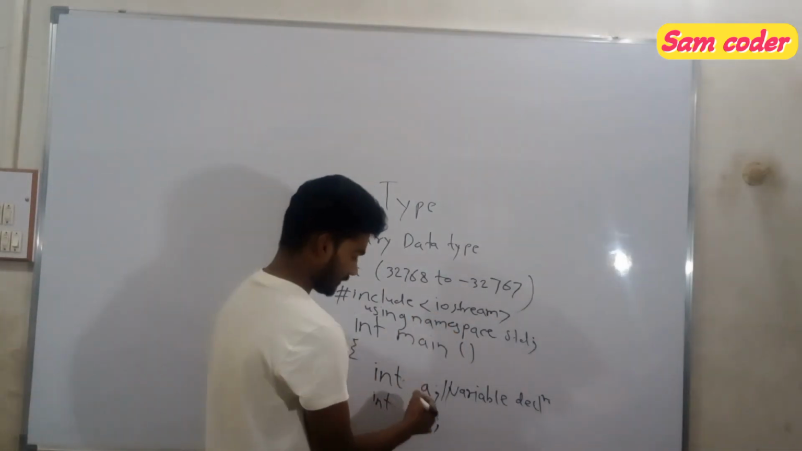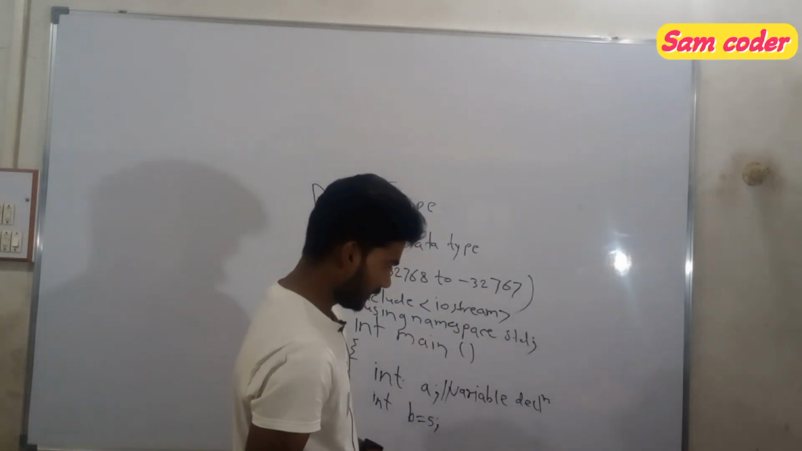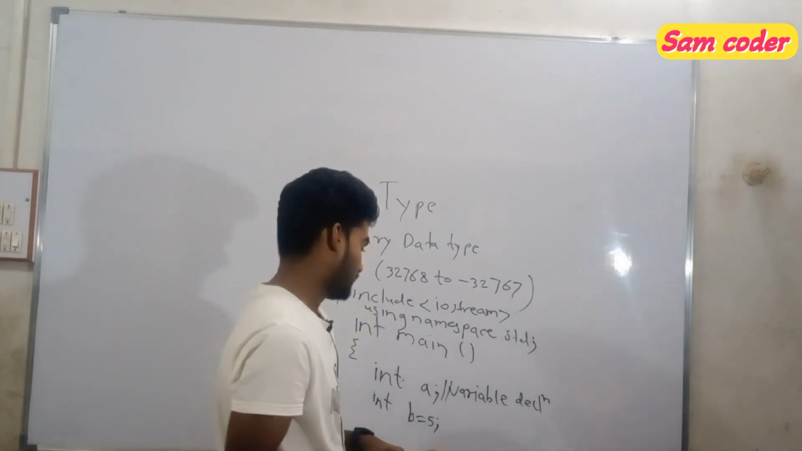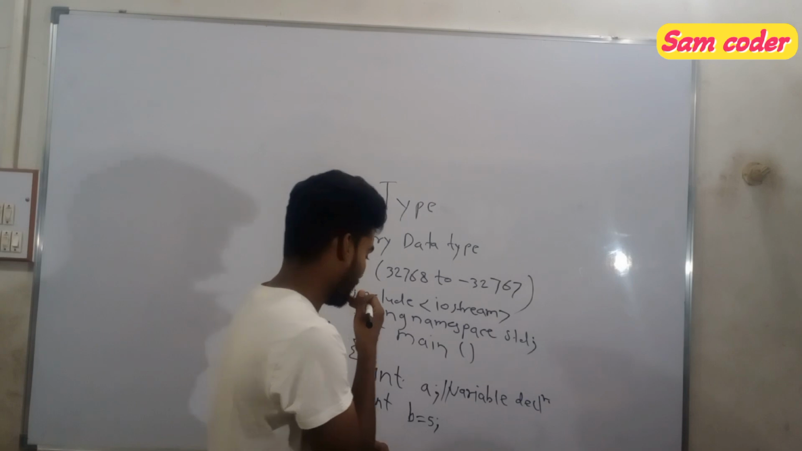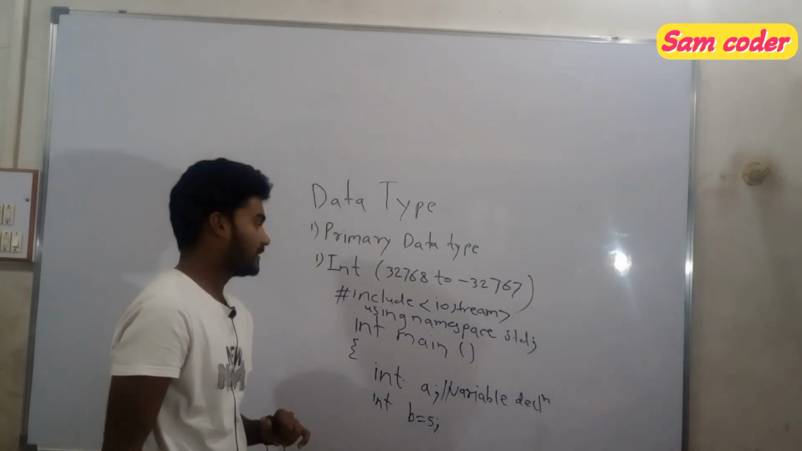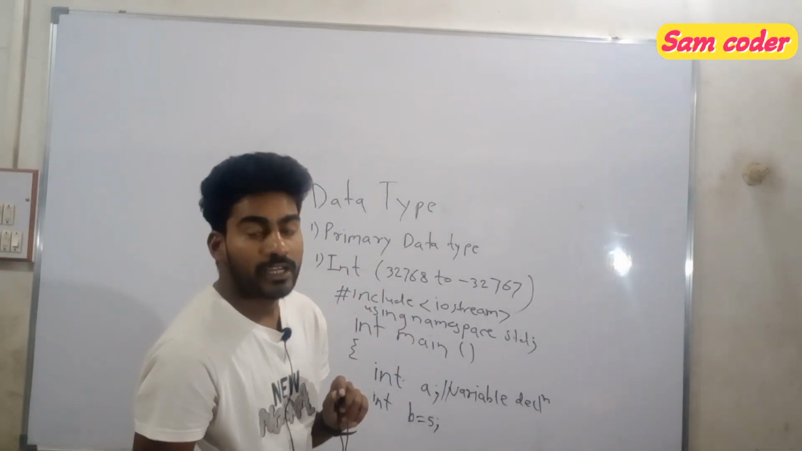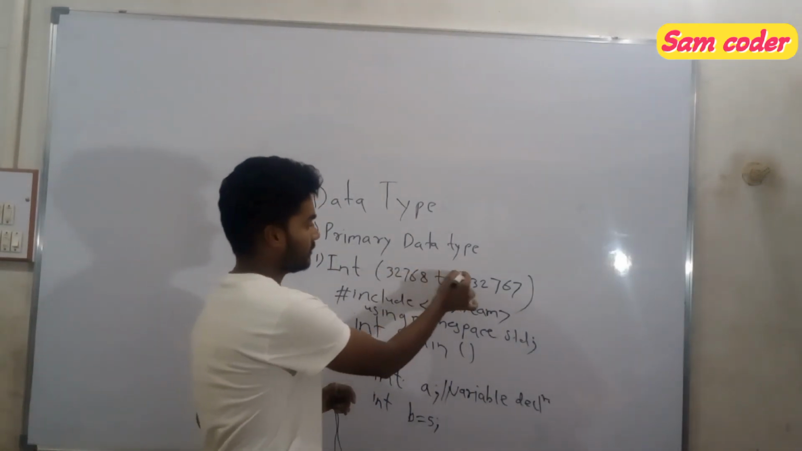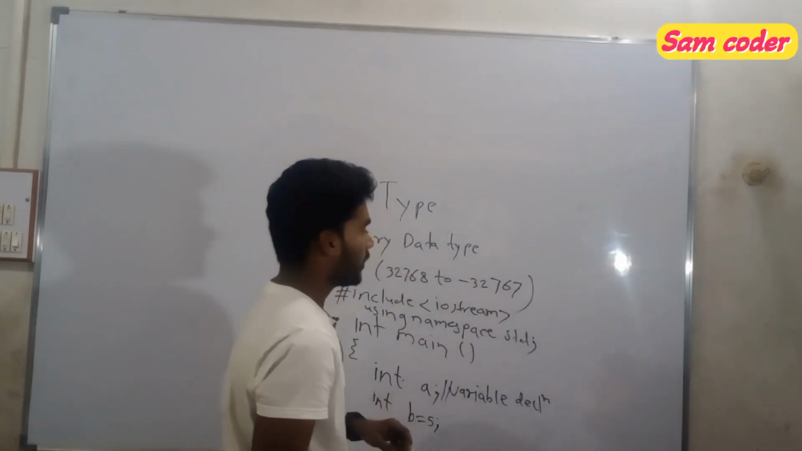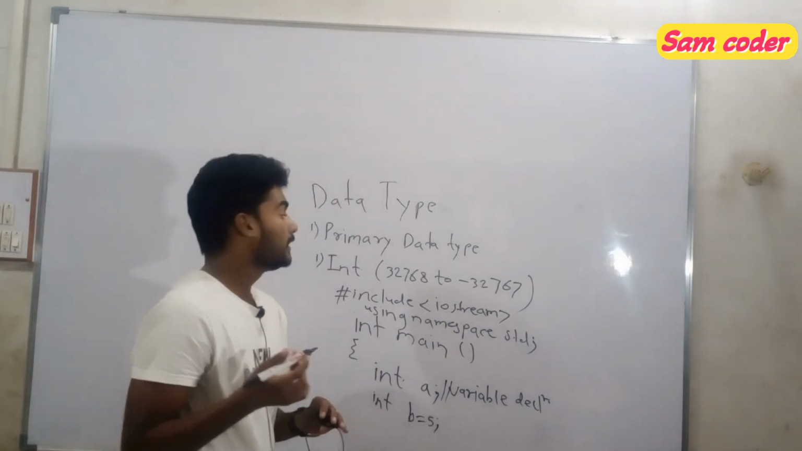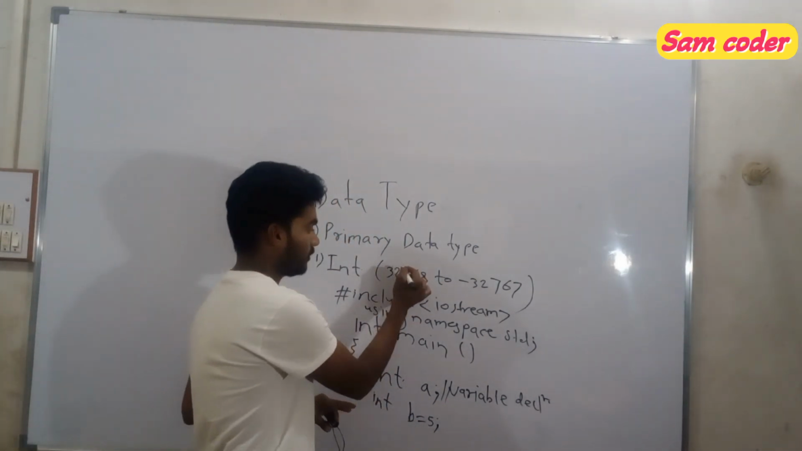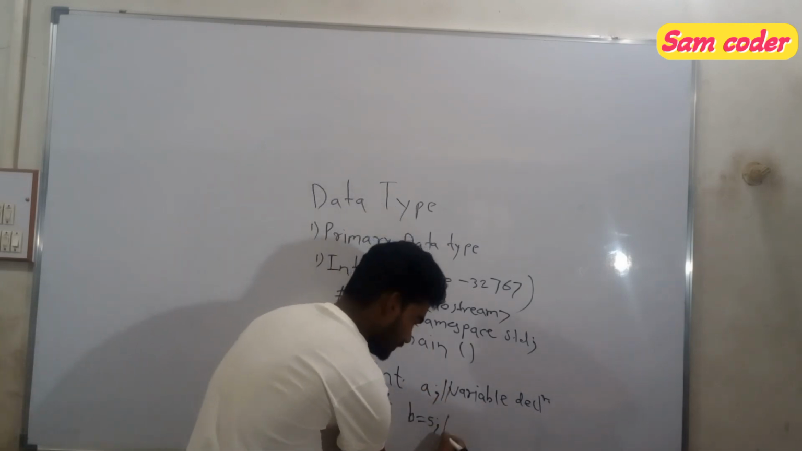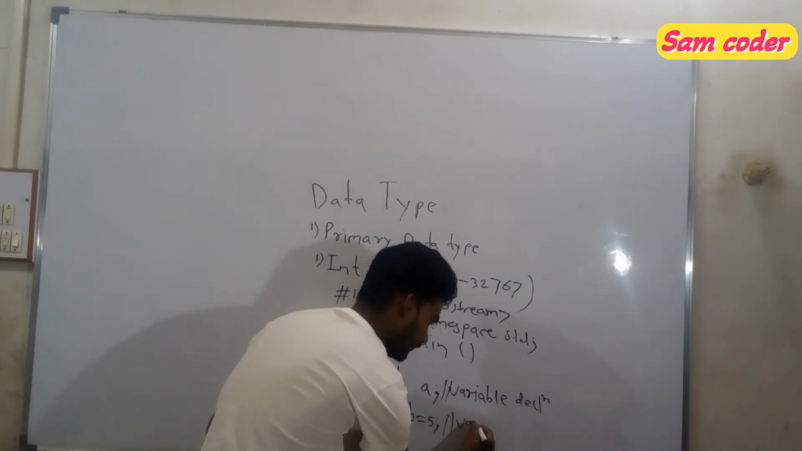Then after that, I am telling you about variable definition. In variable definition, you need to give a specific value to the variable, and here the data type is integer. For that integer, a particular range is given, so we have to use a value within that range. Here I have given the value 5, so this is what I am calling variable definition.